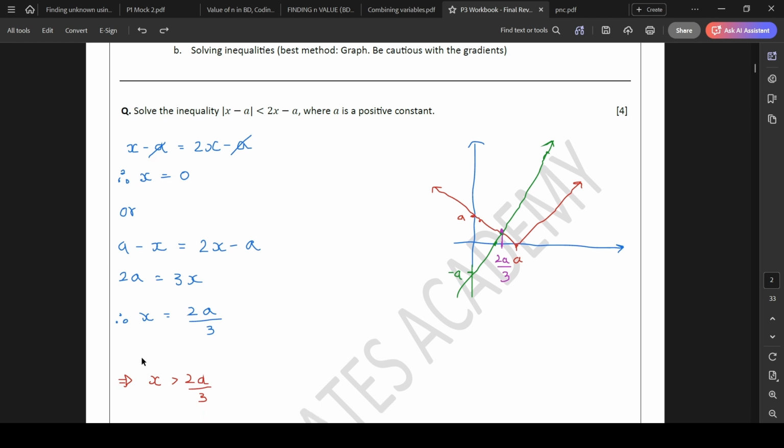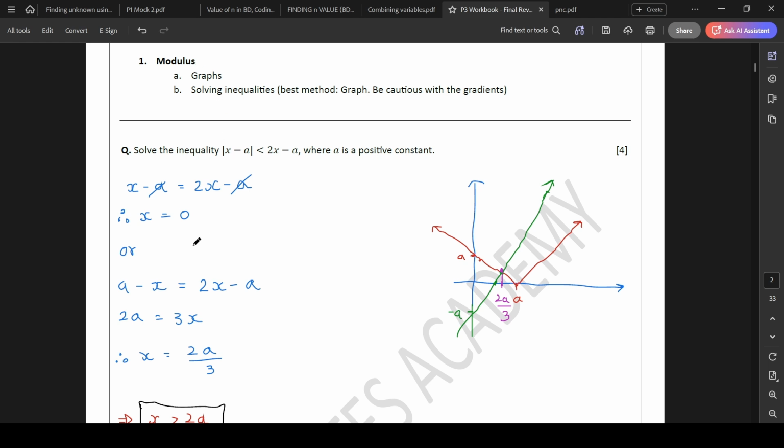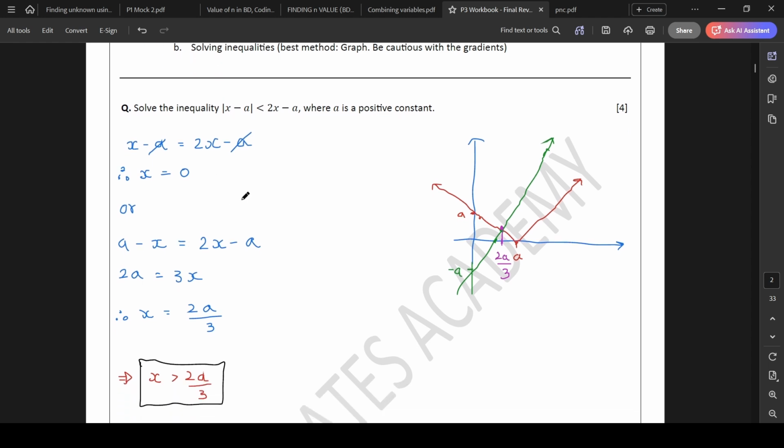So this is what I was talking about, that if you are someone who has a habit of sketching the graphs of modulus, you will never have any issues with respect to any questions involving modulus in your P3 mathematics. Now let me help you confirm visually what this conclusion means with the help of decimals.